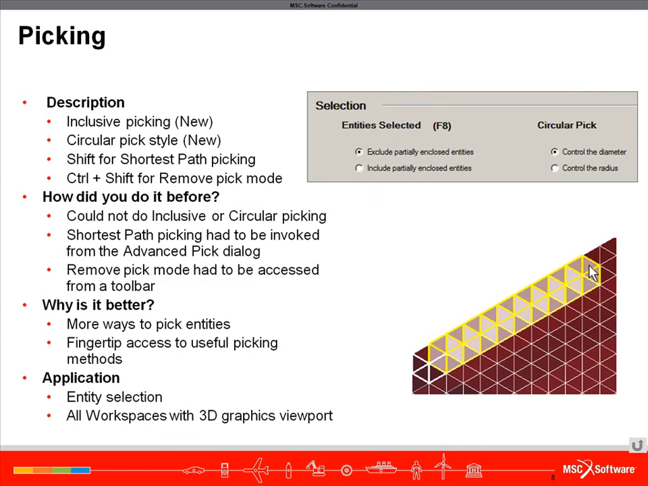Enhancements in the area of picking provide fingertip access to useful picking methods. Some of these new picking methods have been listed on this slide. Users now have the choice of using a circular outline to make a selection. Using the shift key to perform shortest path selections, it is now much easier to select continuously between two nodes or elements, reducing the effort of using multiple entities. With F8, you can turn on exclusive or inclusive picking, where partially enclosed entities are also selected.